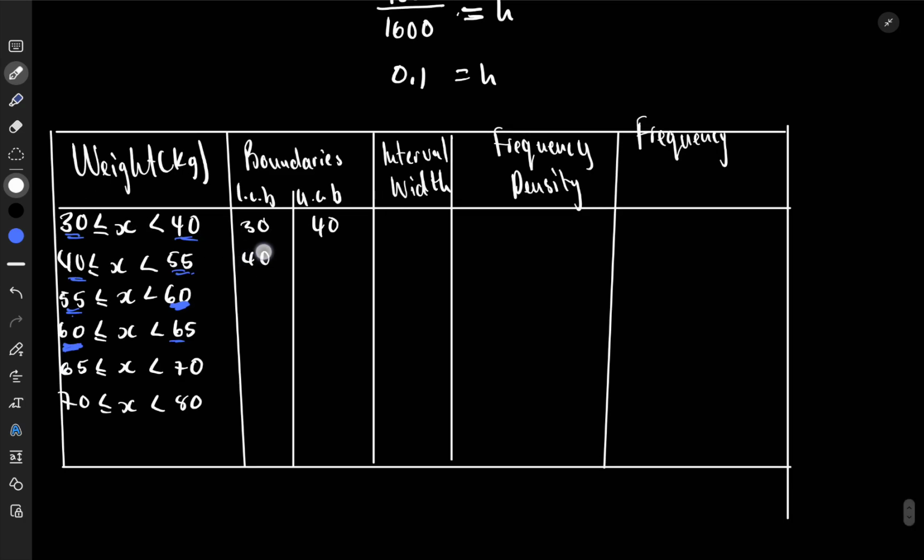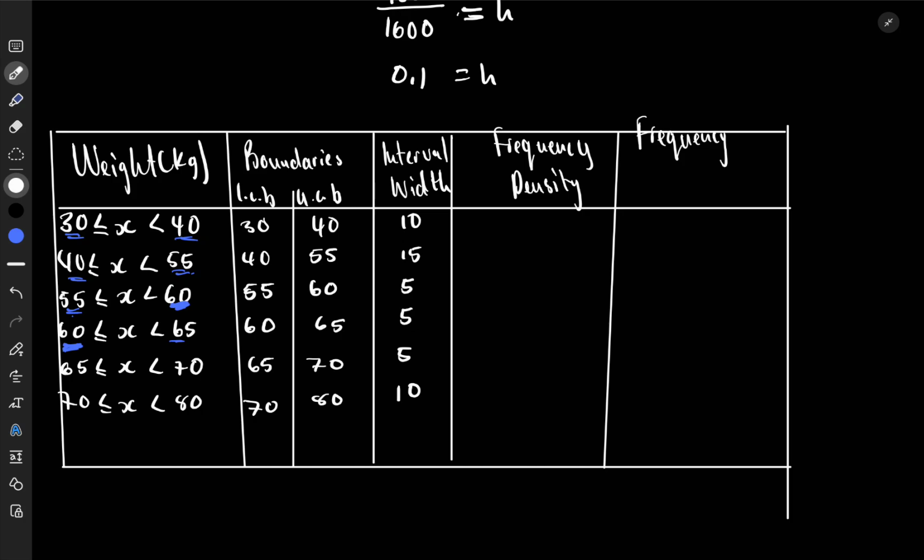So 40 would be 40, the upper would be 55. No calculation needed here. Here it's 55, the upper is 60. Then here it is 60, the upper is 65. Then here the lower is 65, the upper is 70. The lower is 70, the upper is 80. What is the width? 40 minus 30, 10. 55 minus 40, 15. 60 minus 55, 5. 70 minus 65, 5. 80 minus 70, 10. Here I have the width.